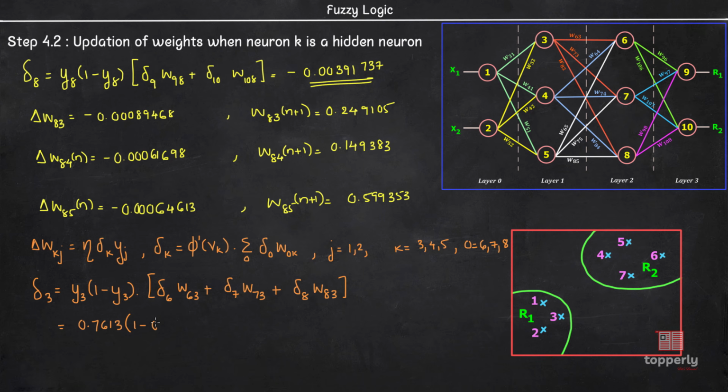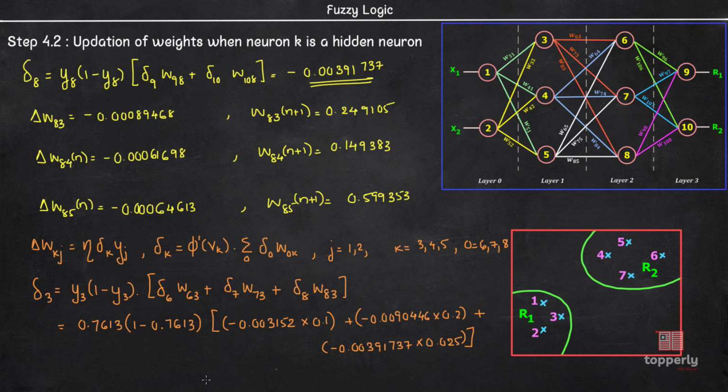0.7613 into 1 minus 0.7613 into, in brackets, minus 0.003152 into 0.1 plus minus 0.009046 into 0.2 plus minus 0.00391737 into 0.025, which is equal to 0.000563968.